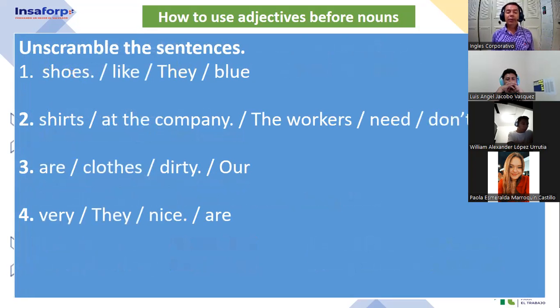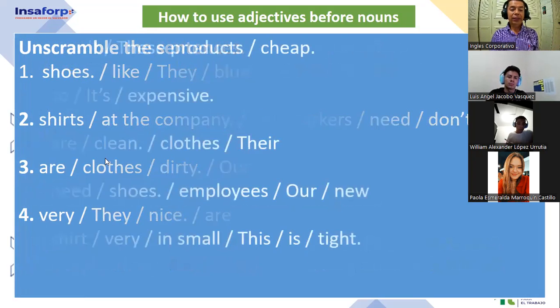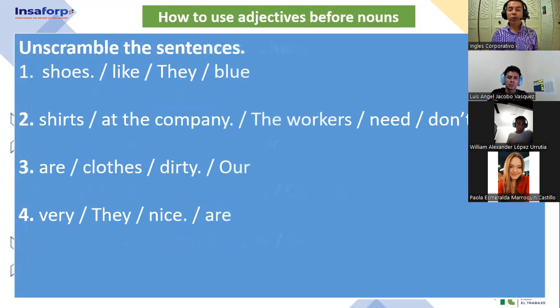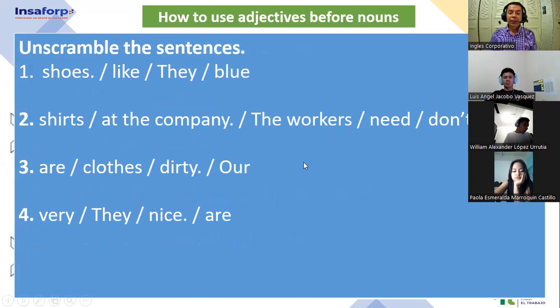Good. Now we're going to scramble some sentences, right? Okay. Let me see. We have 9 sentences, right? Yes. So we're going to make groups. ¿Te parece? Vamos a hacer grupos. Yes. Here we have, for example, 4 sentences. So I need you to make the screenshot, right? Hagámosle captura de pantalla a esto, chicos.